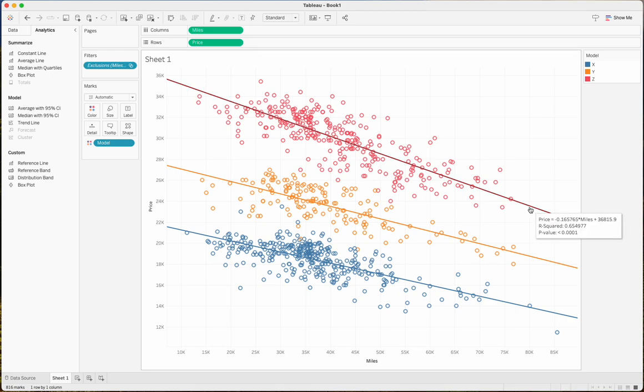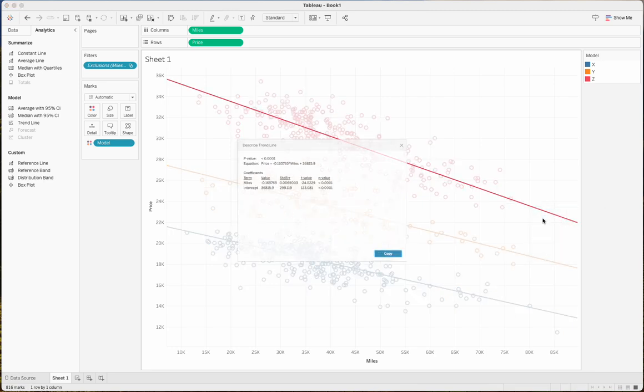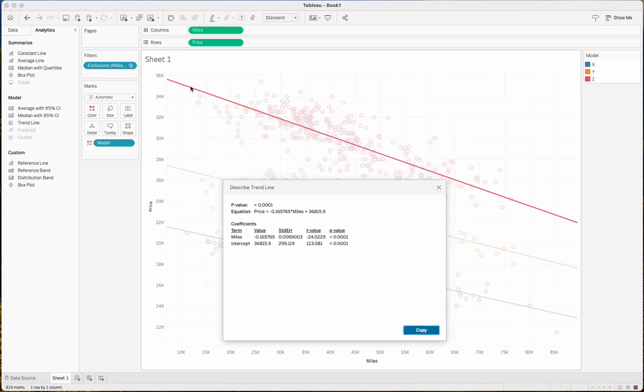If you hover over the trend line, you'll get some information about the relationship between price and miles. If I right click on any of the trend lines and ask it to describe the trend line, we can see for Z model cars, the p-value for miles is significant. That means there is a significant association between price and miles. For every additional mile on the car, the price goes down by 16 cents. The negative coefficient means that there's a negative relationship between the two. So price is equal to minus 0.16 times miles.